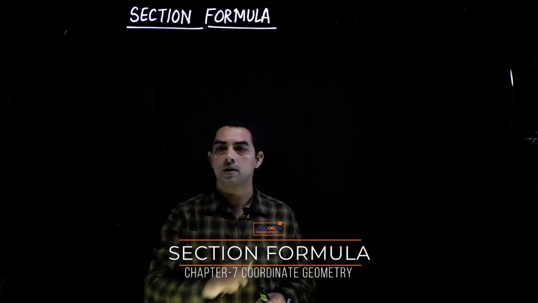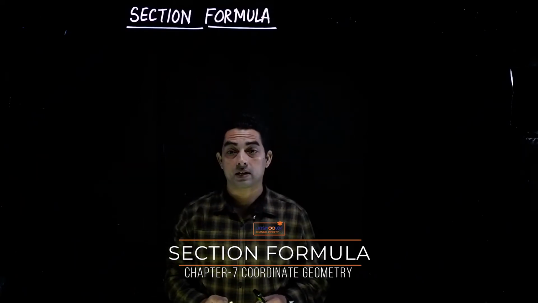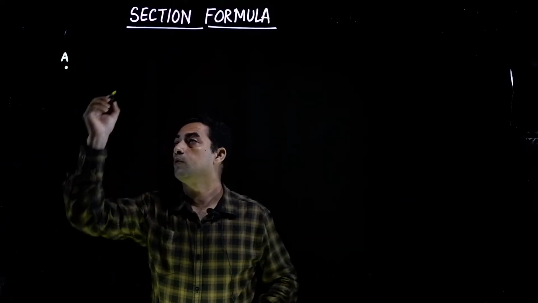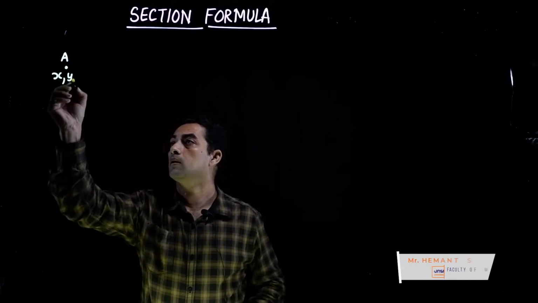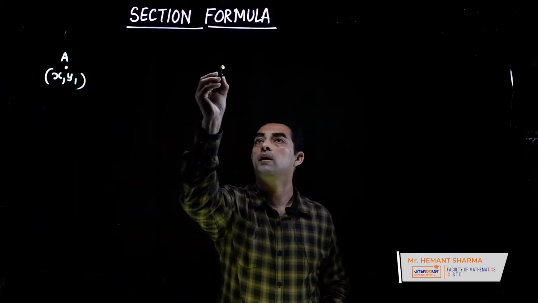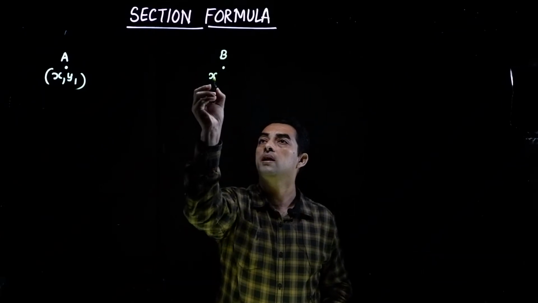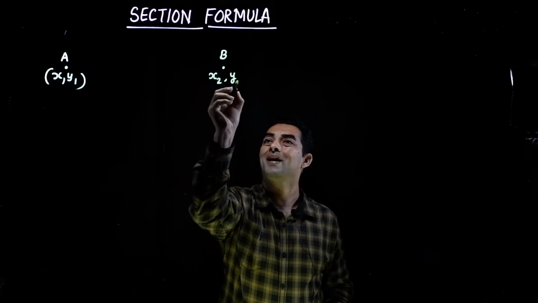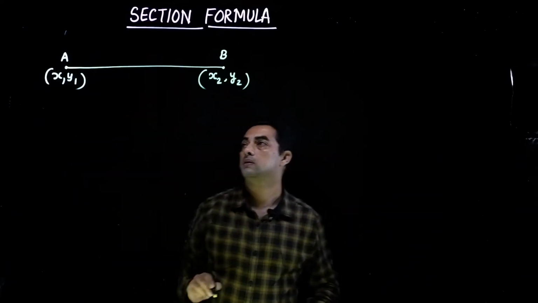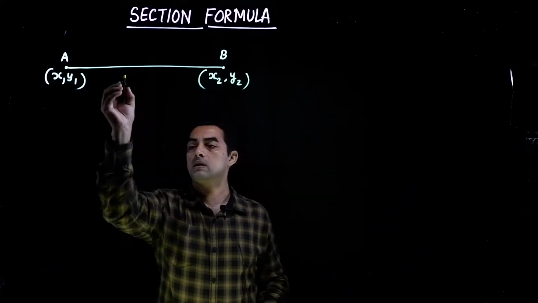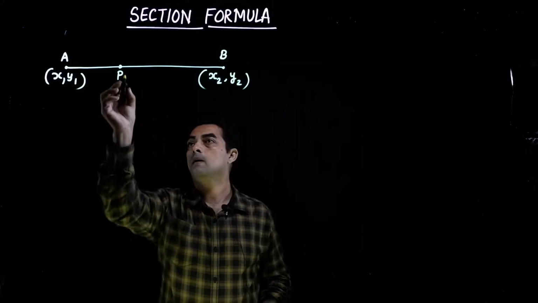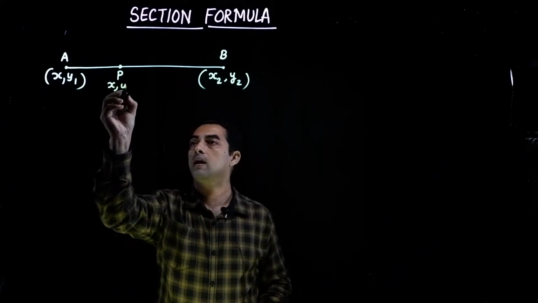Hello students, in this video we will be learning what is section formula. Suppose you are given the coordinates of a point, say x1, y1. You have another point B whose coordinates are x2 and y2. Let's join them with a straight line. Suppose there is a point P on this line, anywhere, and this point P's coordinates are x comma y.